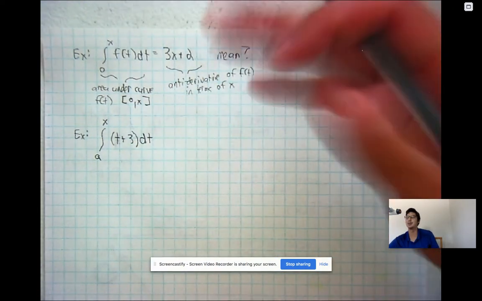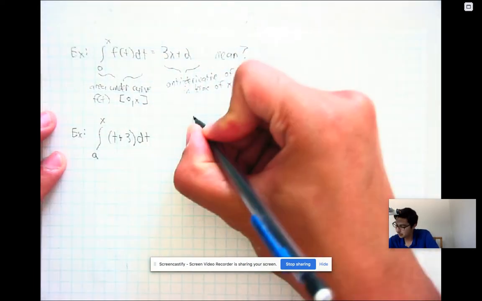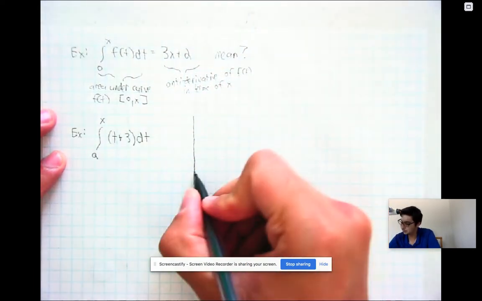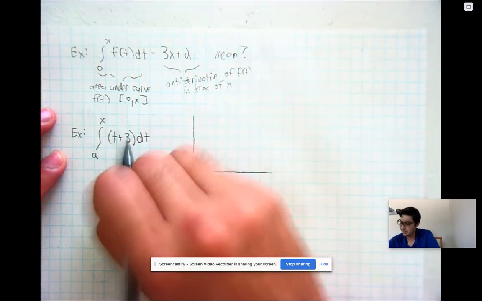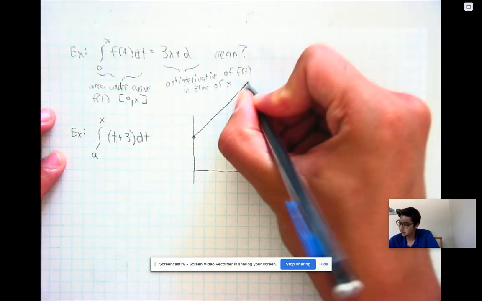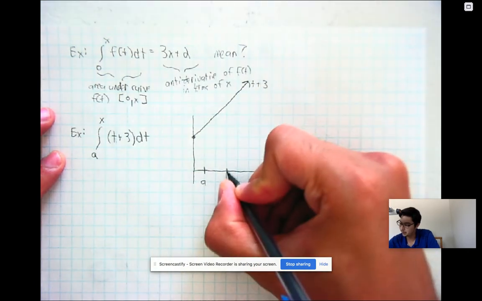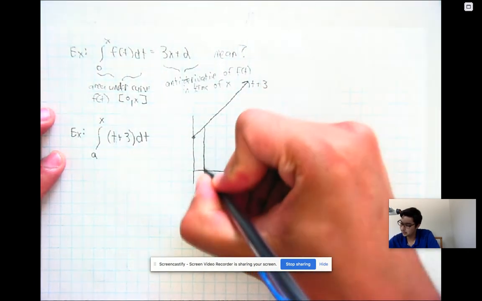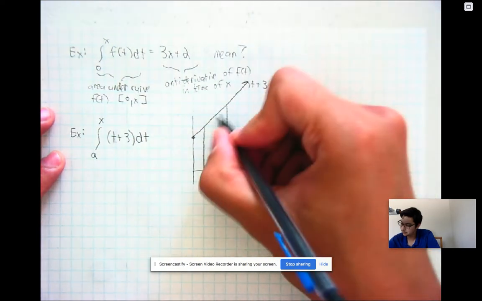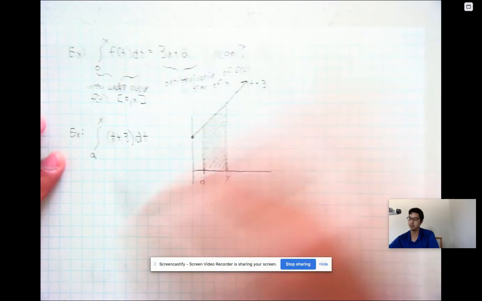Just to make sure we don't get confused with what x's we're talking about. So if I drew a graph of this, let's understand what this is saying. We have this curve t plus 3, which I could graph. There's t plus 3. And I want to find the area under the curve from some value a to some value x. That's what this is saying here.